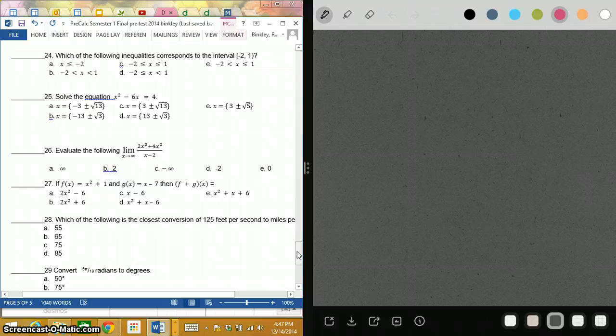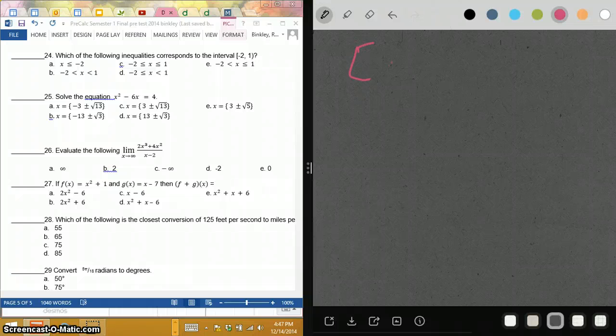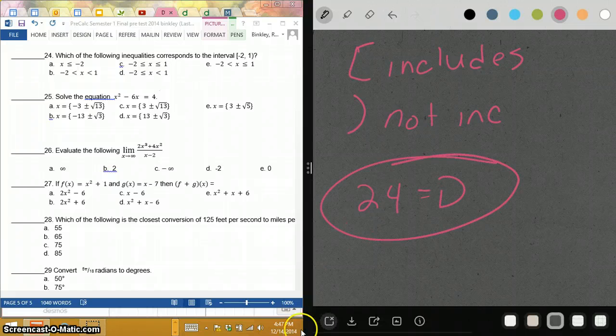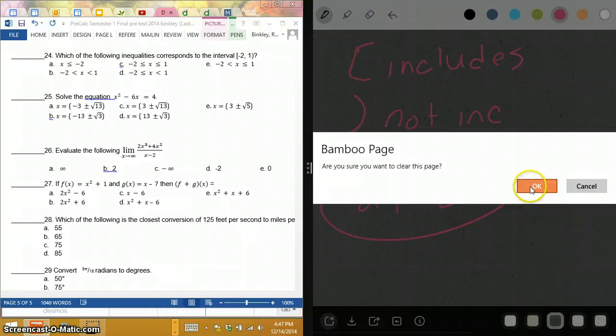Which of the following inequalities corresponds to the interval -2? And that's a bracket. Don't forget this bracket means that it does include -2, right? And then the other side has the parenthesis, which means not including. And that's really all you need to figure out. It does not include 1, but it does include -2. That's going to be D. Okay, 24 is going to be D. Cool.